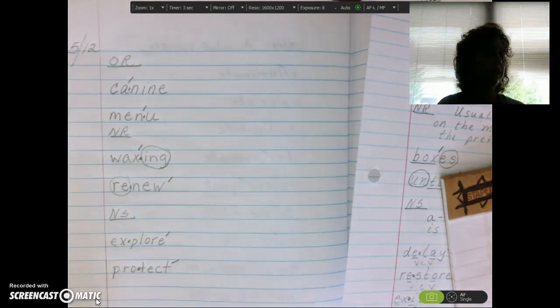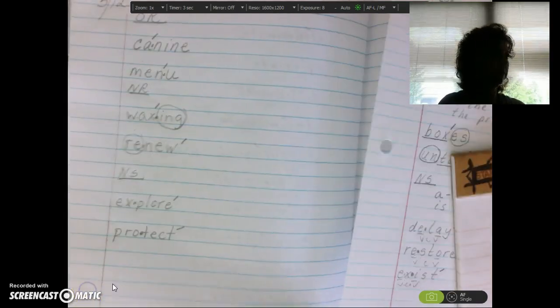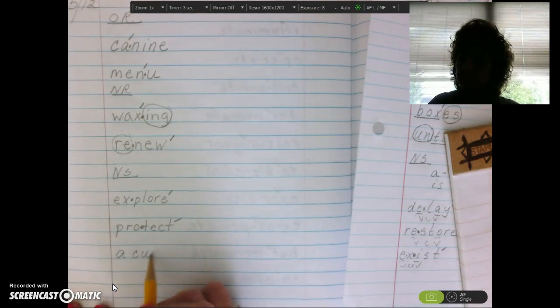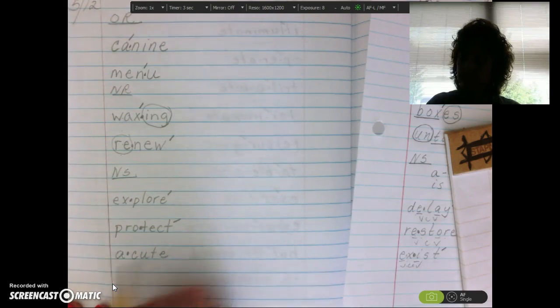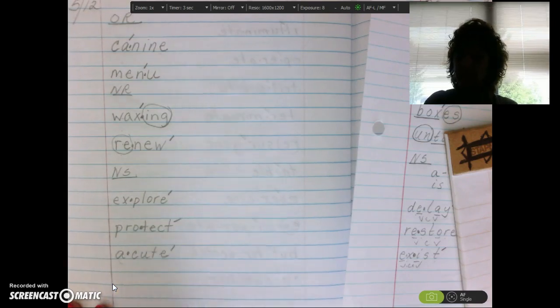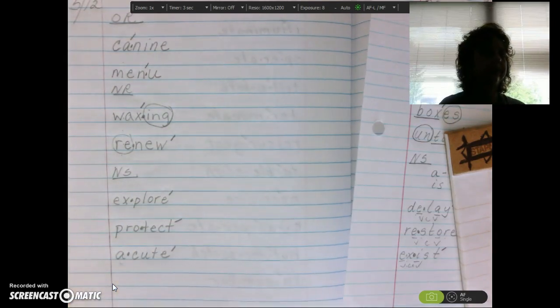Acute. And this is what you should have written. Divided here. And notice this doesn't follow our pronunciation of that first open syllable saying A. It's not acute. It has the schwa sound, acute. Second syllable is accented. Good job.